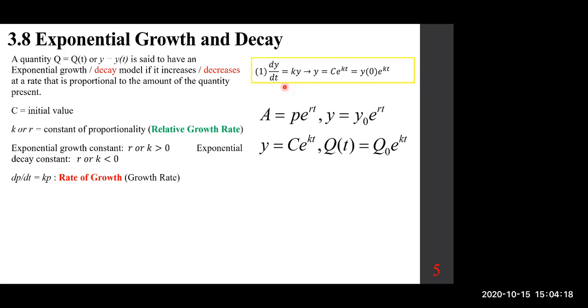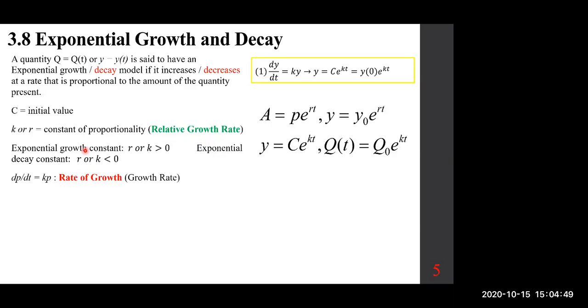Now, in this case, c or y sub 0 is what we begin with, the initial value, okay? k, or r if I'm looking at Pe to the power of rt, r if I'm looking at this formula, k if I'm looking at this formula, they are the same thing. We call it constant of proportionality or relative growth rate. Relative growth rate, okay?